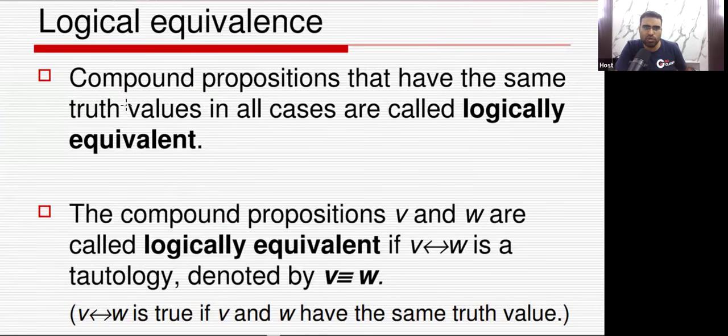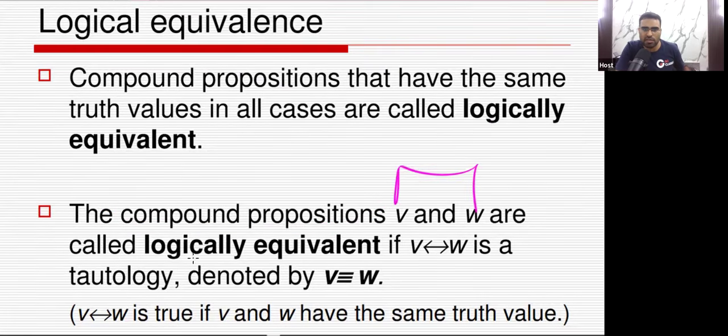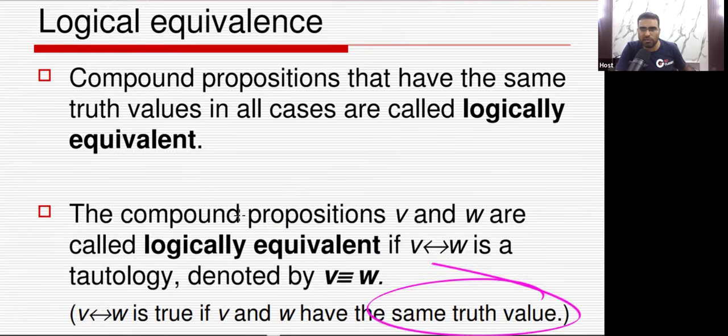So we have seen these two definitions of logical equivalence. Compound propositions that have the same truth value in all cases are logically equivalent. Also, we have seen that two compound propositions are logically equivalent if their biconditional is a tautology. This is denoted by V is equivalent to W. It means they always have the same truth value.